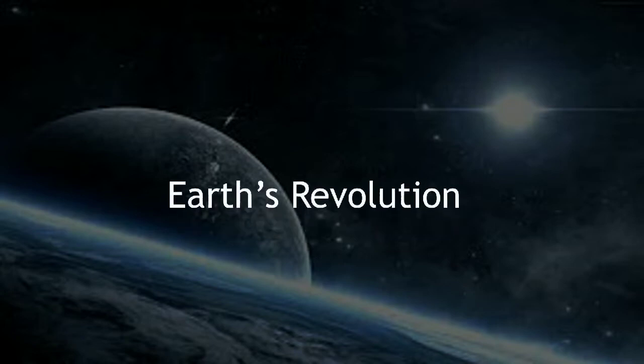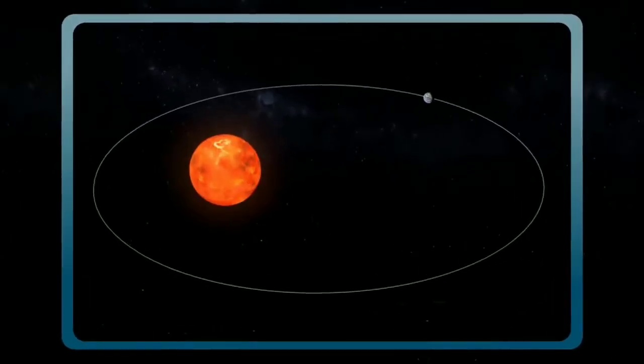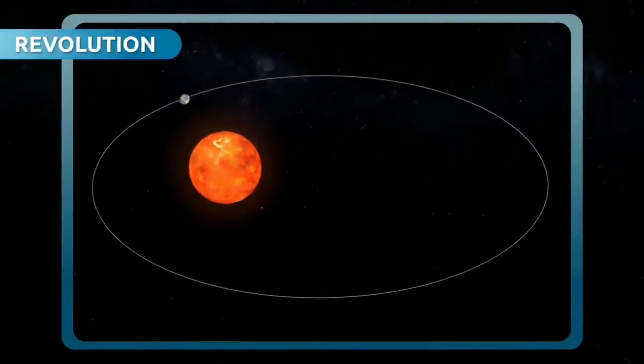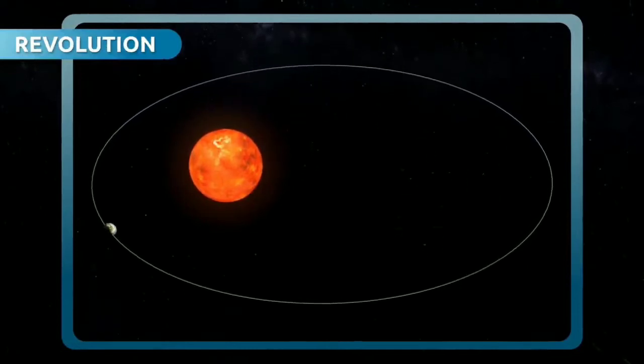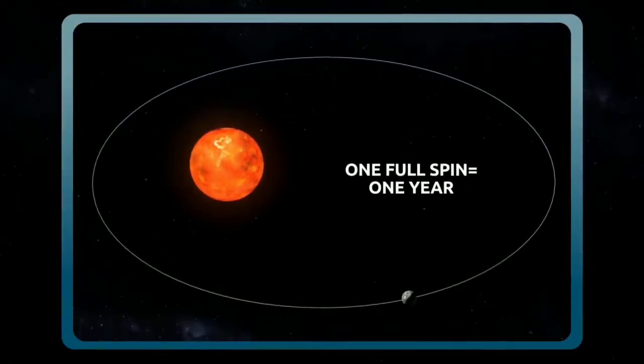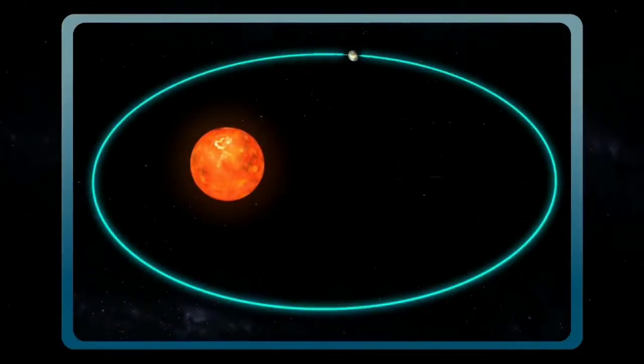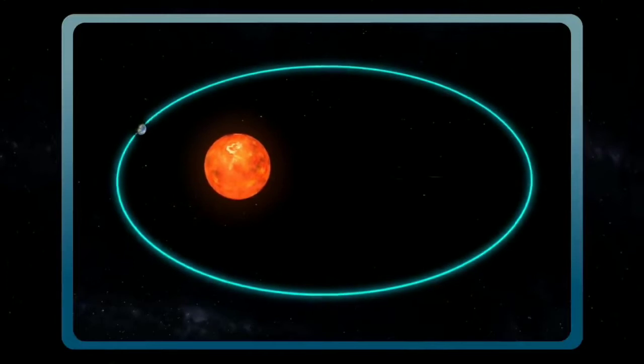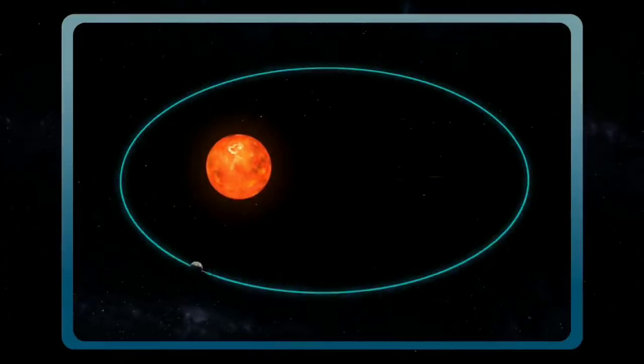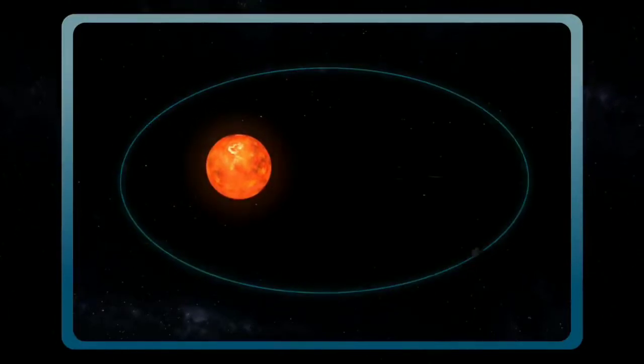Now, let's talk about Earth's revolution. The movement of the Earth around the sun is called revolution. The Earth takes one whole year to go around the sun. Before, people used to think that the orbit of the Earth around the sun was circular, but they weren't right. As you can see, here the orbit is elliptical.